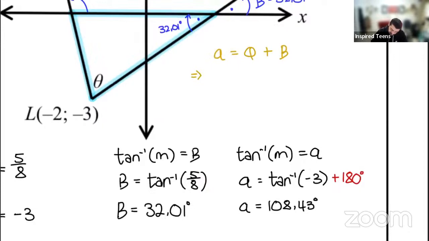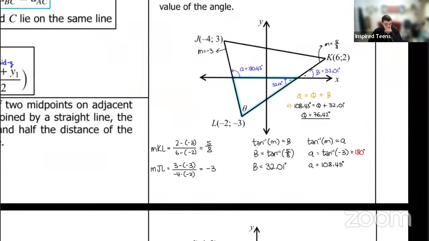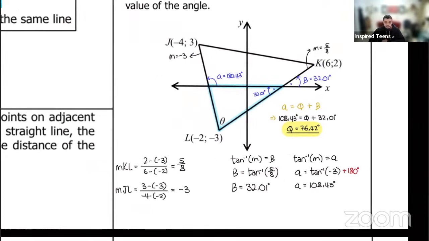Alpha is, we solved it as 108,43. Theta is what we want to solve for, plus 32,01. You take 32,01 to the other side to solve for it. You get theta's answer as 76,42. Okay, so that's how you solve it. Any questions?